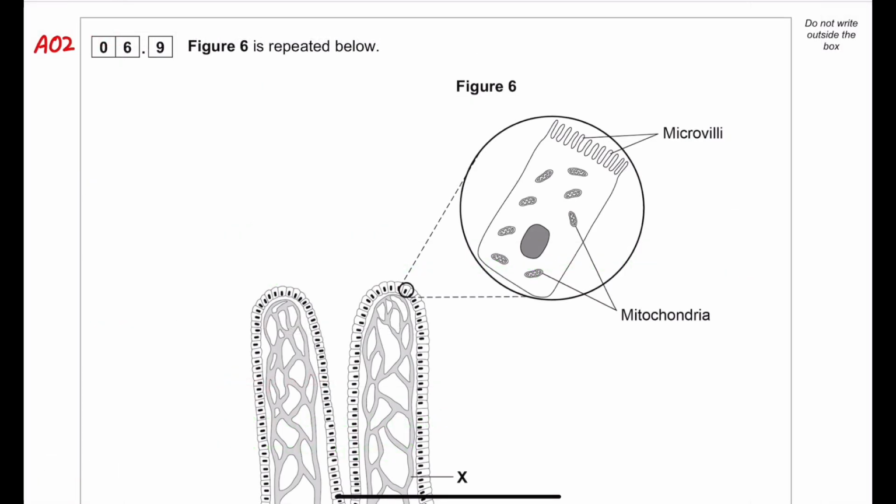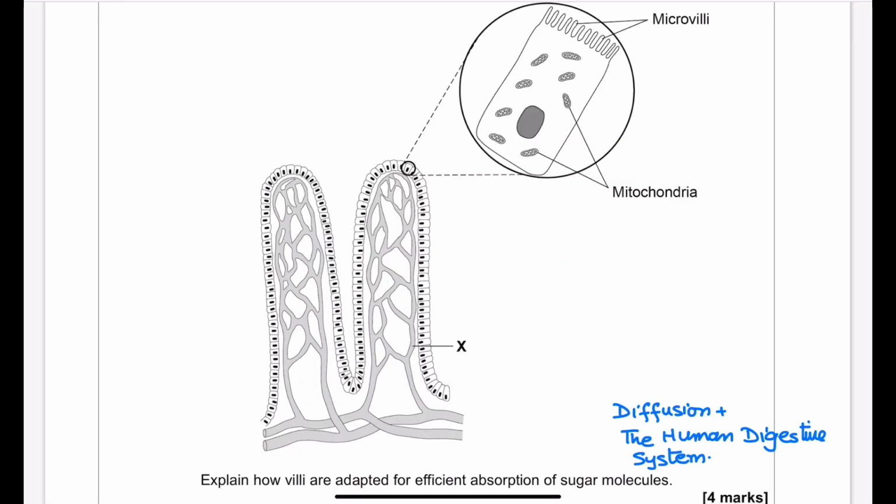6.9 is an AO2 question, and this question is about the villus. Figure number 6 is repeated below. We can see the structure here. Two villi are given here, and you can see that one of the cells is shown. Explain how villi are adapted for efficient absorption of sugar molecules. This question is from the diffusion process and the human digestive system.